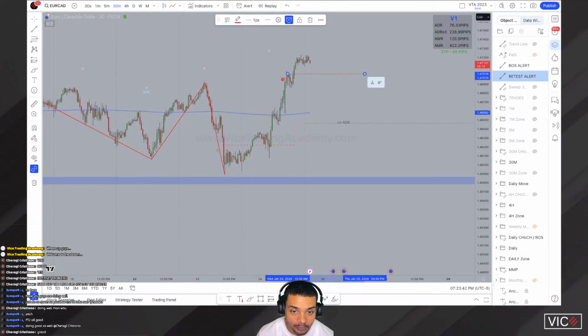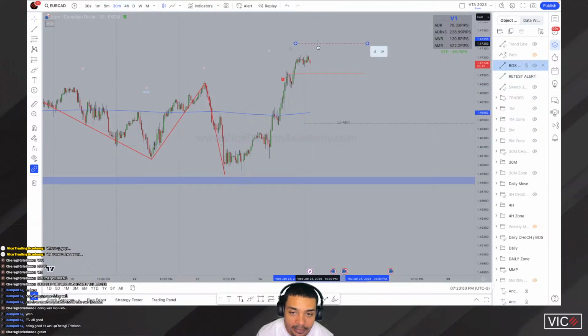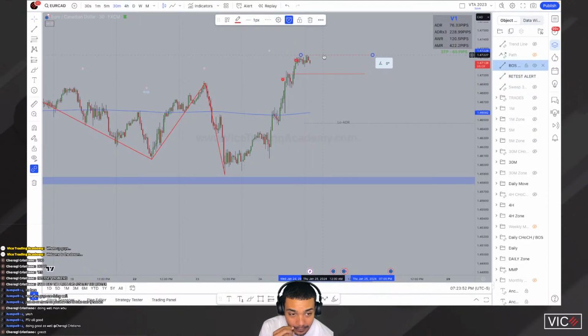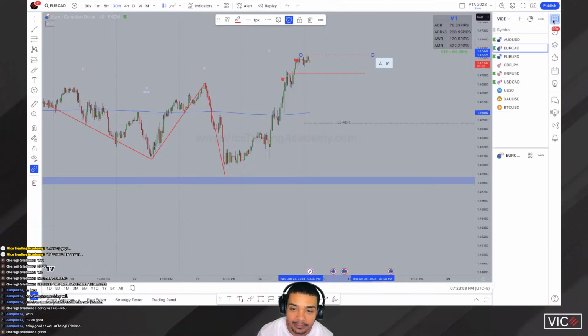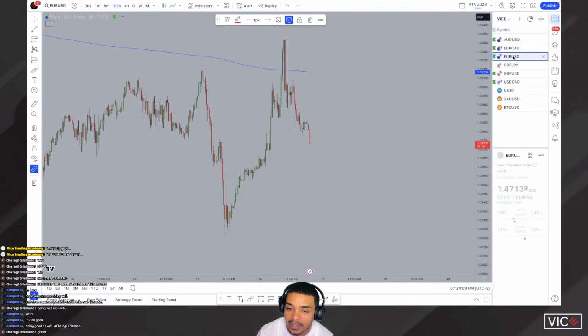So where I want to see price pull back, obviously, would be here, right? And then break what? The highs. It's kind of tight on that high, so it will be like that. That will be the setup for today. Leave that like that. Pretty standard.